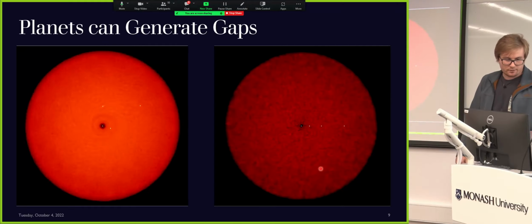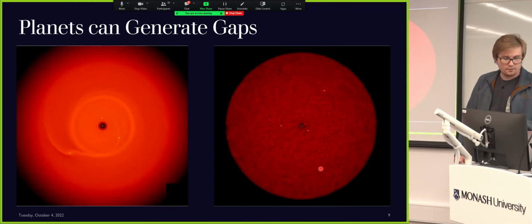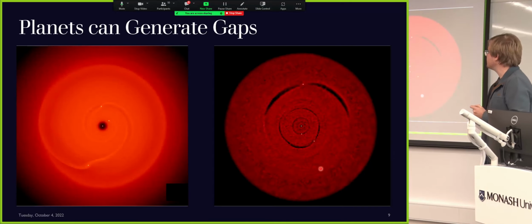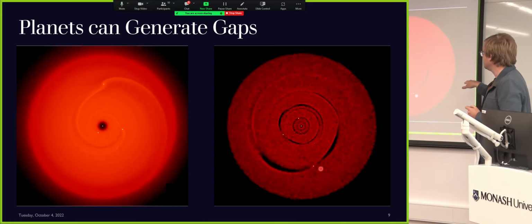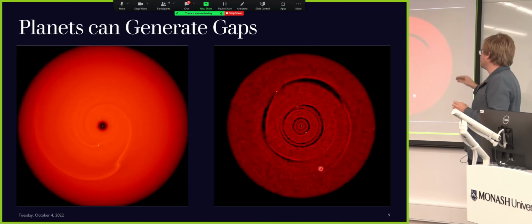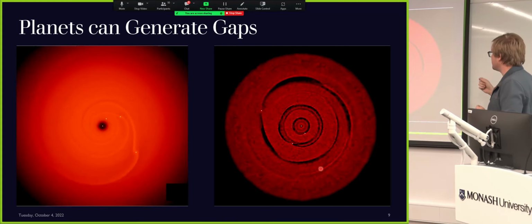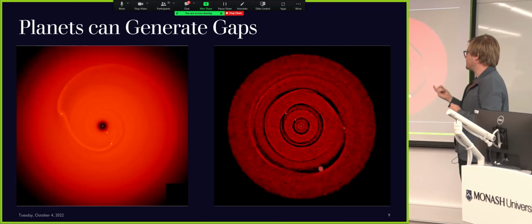Planets can also generate gaps in the dust distribution. So left is the gas component, the right is millimeter roughly sized dust grains. You can see that planets also generate gaps in the dust. They can do this in two ways.